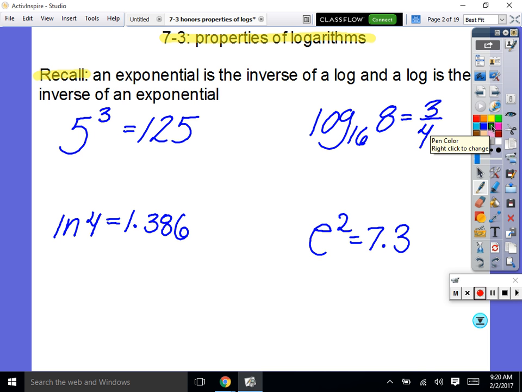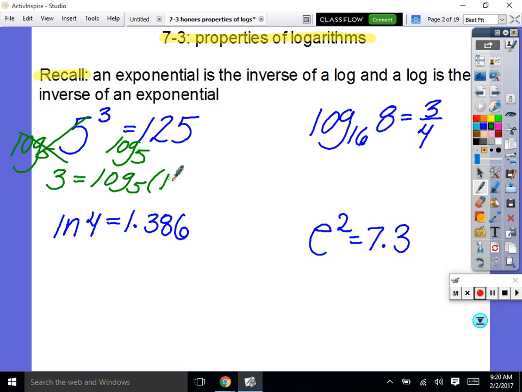So we just talked about it. An exponential is the inverse of a log, and the log is the inverse of an exponential. So if I said to you, take this true statement and rewrite it as a log, this is base 5 to the third power. So we would do log to the base 5 of both sides of the equation. So then they cancel out. So we would have 3 is equal to log to the base 5 of 125.